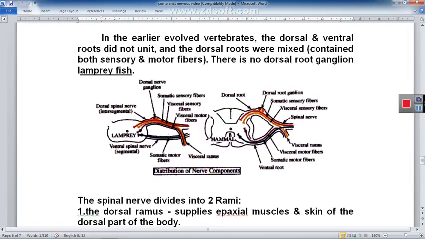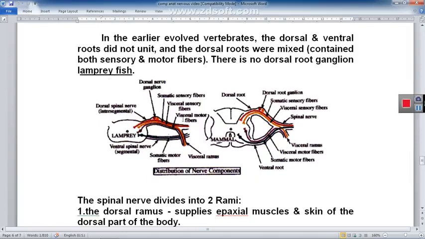And we can see that the spinal nerve divides into ventral ramus and dorsal ramus as it exits from the intervertebral foramen. In some earlier or lower developed vertebrates, there is no fusion or union of the dorsal root and ventral root. And the dorsal root is not only sensory, it is a mixed motor and sensory, while the ventral root is only motor.